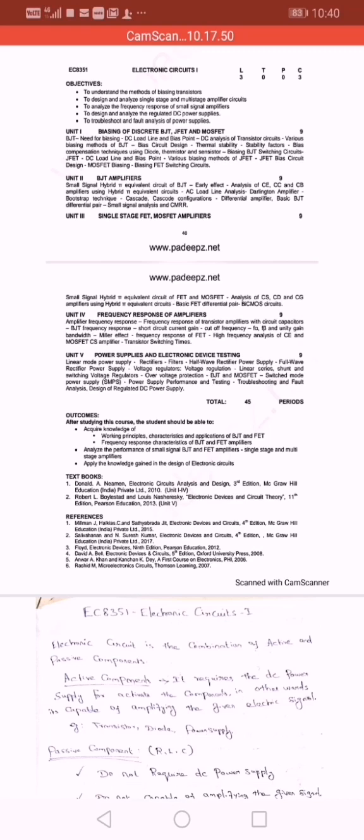From that equivalent circuit we have to identify the input resistance, output resistance, voltage gain and current gain. So based on these four parameters we have to design single stage and multi-stage amplifiers. These are the topics we have to see in unit 2.